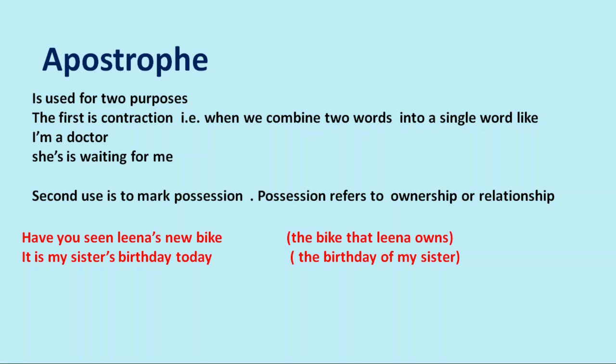Have you seen Leena's new bike? The bike that Leena owns. So, the owner of the bike is Leena. So, here it is showing the possession of the bike. It is my sister's birthday today. So, here in this sentence, it is showing the relationship. That is the birthday of my sister.